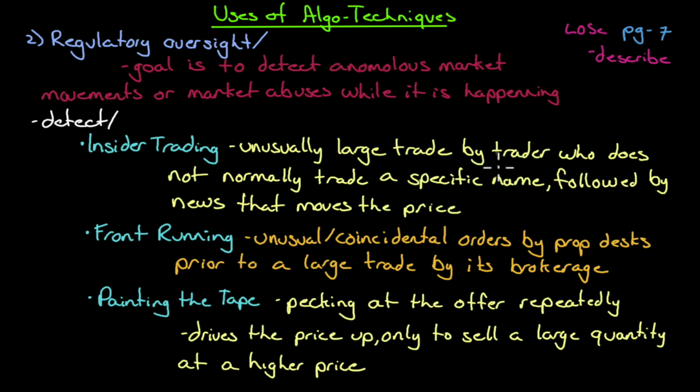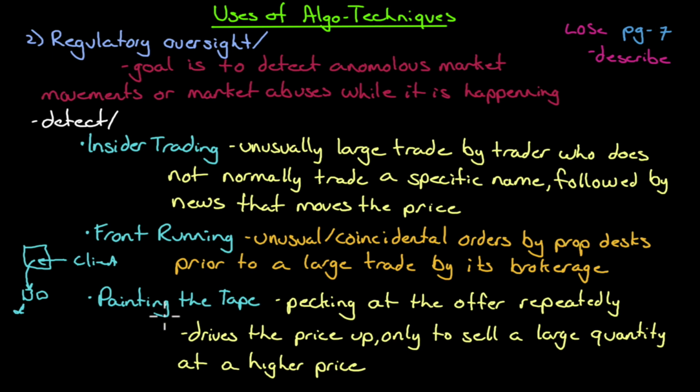That's a footprint. Front running: unusual or coincidental orders by prop desks, proprietary desks, prior to a large trade by its brokerage. So here's the brokerage firm. Here's a big client on this side that places an order with the brokerage firm. Here's the prop desks. And this person calls down to the prop desks and says, this thing is about to happen, and they start placing trades in front of this client, and then suddenly the client places the trade, the market moves, but the prop desk has already placed orders. You need an algorithm to find that.